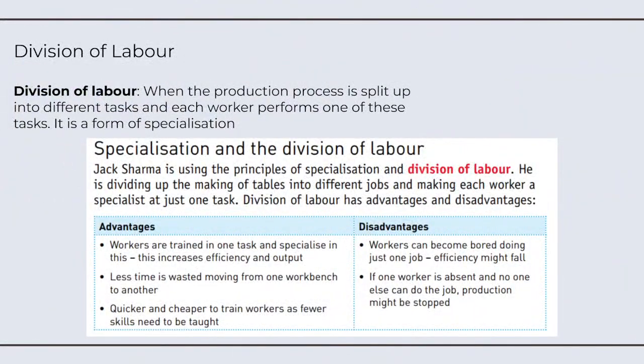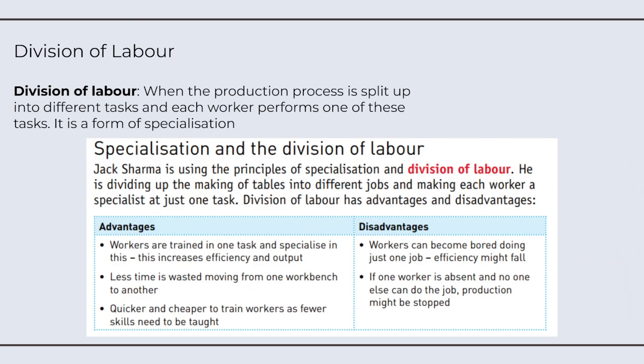So next up, we have division of labor, which is a form of specialization. It is when the production process is split up into different tasks, and each worker performs one of these tasks. So we have some advantages and disadvantages. Like Jack's principles of specialization, division of labor is dividing up the making of tables into different jobs and making each worker a specialist at just one task.